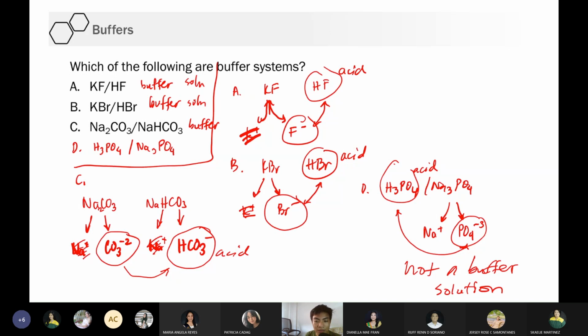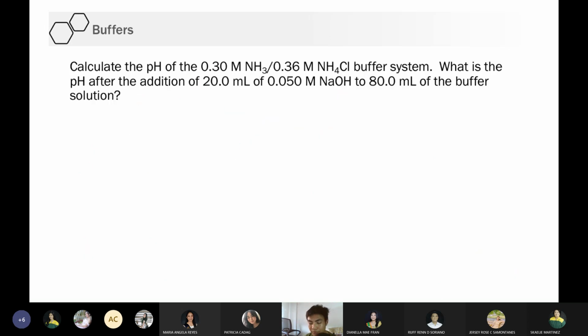Okay? So, you just check kung ilang H lang yung pagitan nila. Pag isa lang yung H yung pagitan nila, conjugate acid-base pair yun. That means you can create a buffer solution out of that. Okay? So, to finish our discussion, eto, medyo out of nowhere. Although, I want you to practice on buffer solutions nga. No? So this is one problem here.